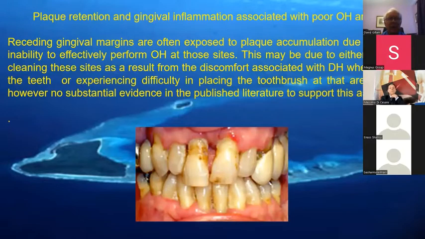Plaque retention, gingival inflammation. Again, this creates problems with cleaning and also caries. Next slide, please. Next slide, please.